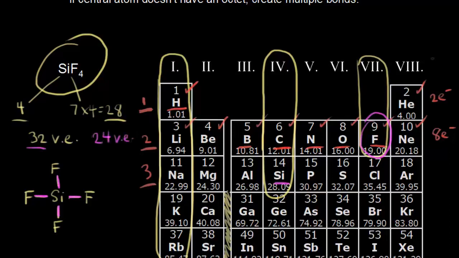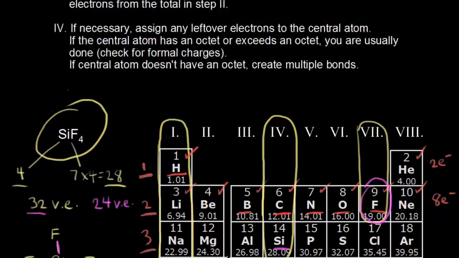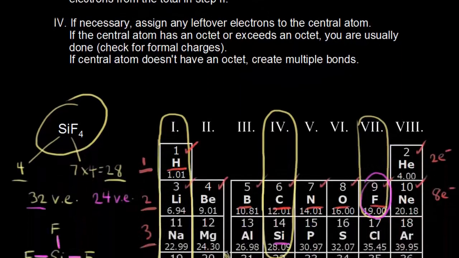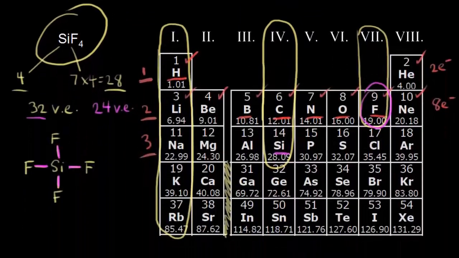Let's go back up and look at our steps again. So let's find out where we are. We've decided the central atom, and we've drawn the bonds, and we just subtracted the electrons that we used to draw those bonds from the total that we got in step 1. So we're on to step 3, where we assign the leftover electrons to the terminal atoms. In this case, the terminal atoms would be the fluorines. Let's go back down here and look at our dot structure. So fluorine would be the terminal atoms.